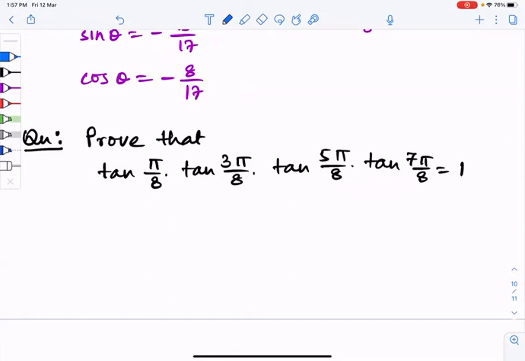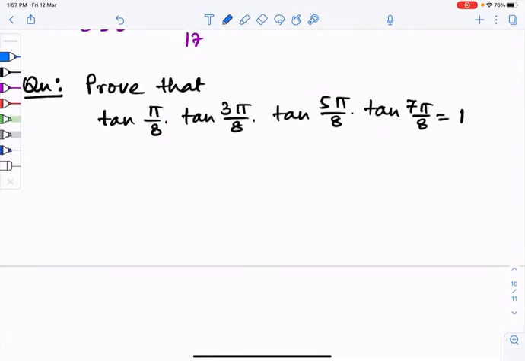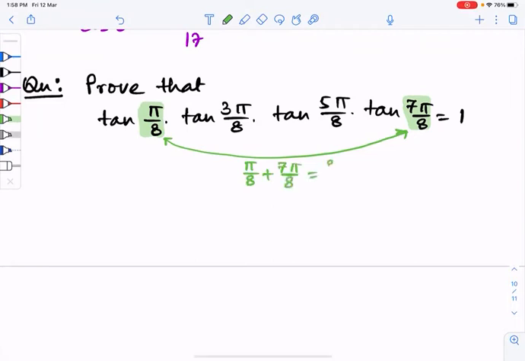For that, we'll try to look at the angles. Let us look at these two angles, pi by 8 and 7 pi by 8. What is their sum? Sum of pi by 8 and 7 pi by 8. Pi by 8 plus 7 pi by 8 is 8 pi by 8, that is equal to pi.